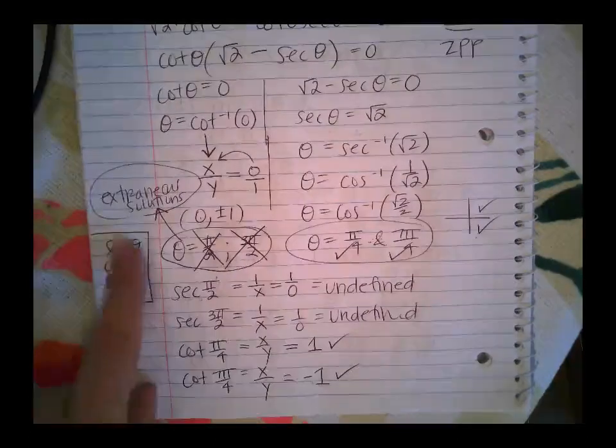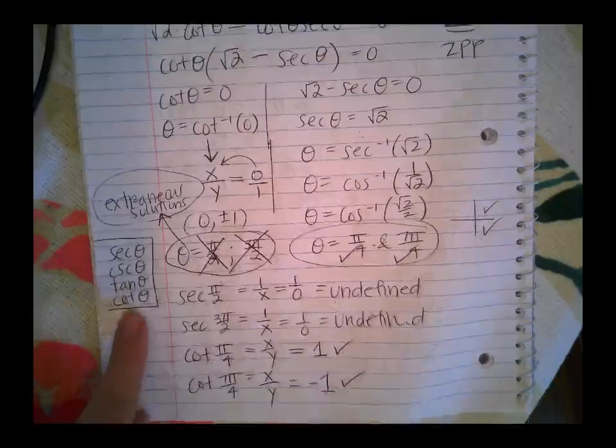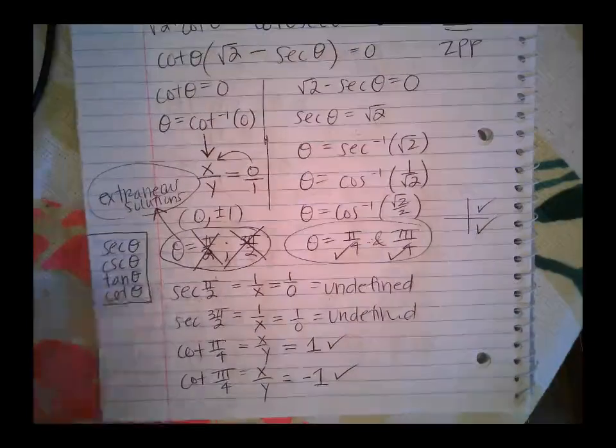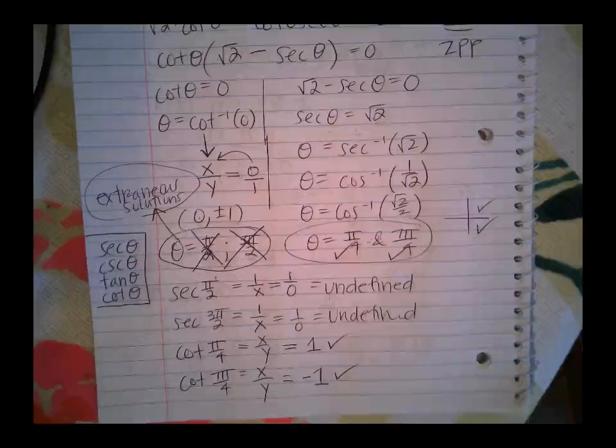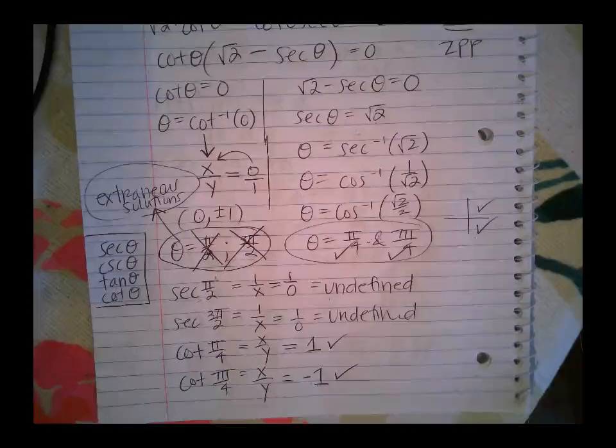Now that's only a problem if you're working with these four. If you're working with sine or cosine, they're going to be defined no matter what. There's never a time where sine and cosine are undefined.